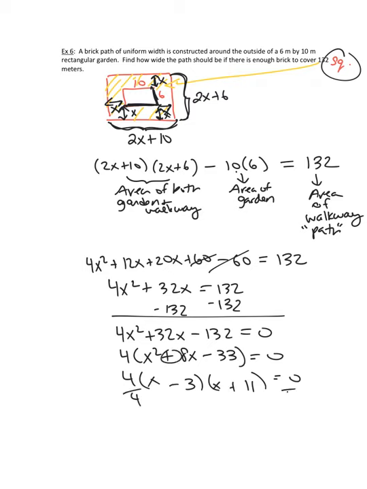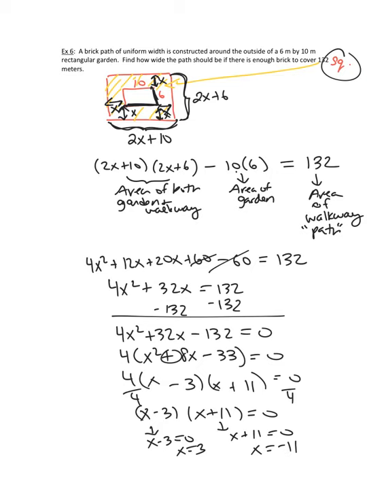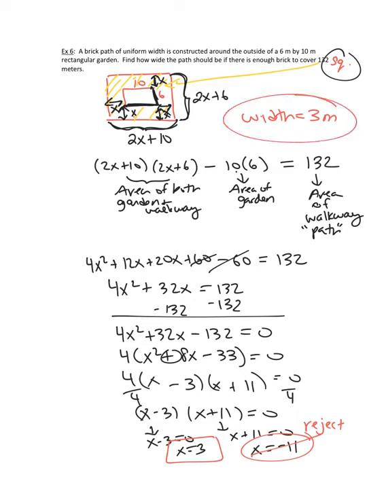I'm going to divide out the 4. So x minus 3 times x plus 11 equals 0. Either x minus 3 equals 0 or x plus 11 equals 0. If I add 3, I get x equals 3. If I subtract 11, I get x equals negative 11. Since we're dealing with length, width and area, you can't have a negative length or width, so this one gets rejected, and you only accept the positive, the 3. So we take the 3, and that's x, the uniform width. So the width equals 3 meters. That's the width of the brick path.